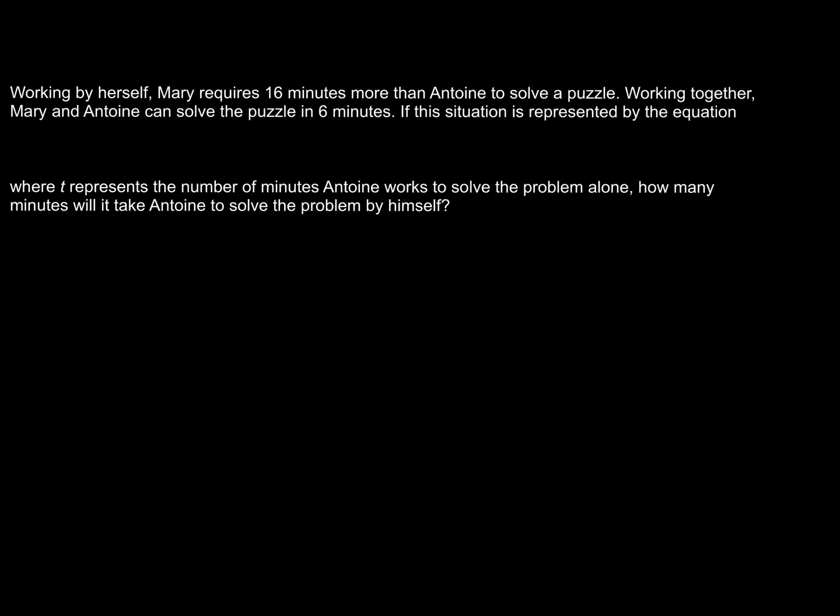Okay, let's go through it together now. So my strategy, I'm going to read the question all the way through first, and then I'm going to go back and I'm going to annotate, trying to be as specific as possible about each piece and what it tells me. After reading the whole thing, I'm going to first identify what it is I'm trying to find. That, of course, is the value of t, how many minutes it will take Antoine to solve the problem by himself.